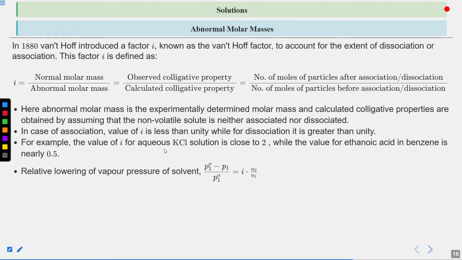Now what will be the new formula? It's very easy. Just use this ratio, and I've calculated all the formulas of our new calculation using it. So the observed colligative property is equal to i multiplied by N2 by N1. This is your new formula now. You just have to multiply our initial formula by i, for the case of relative lowering. Similarly, for elevation in boiling point, it will be delta TB equals i Kb m.